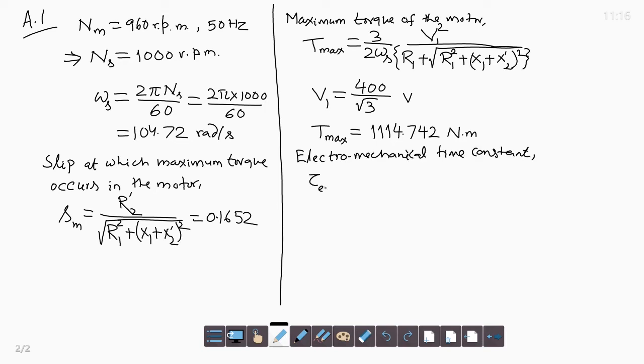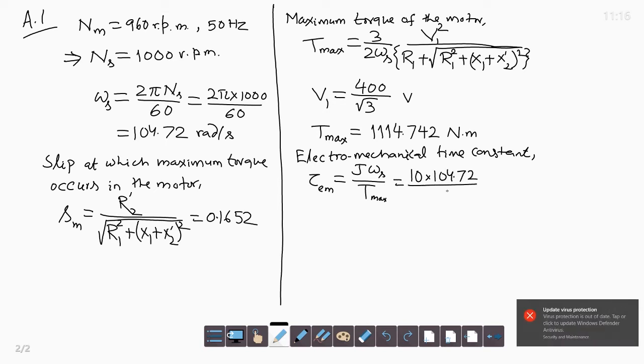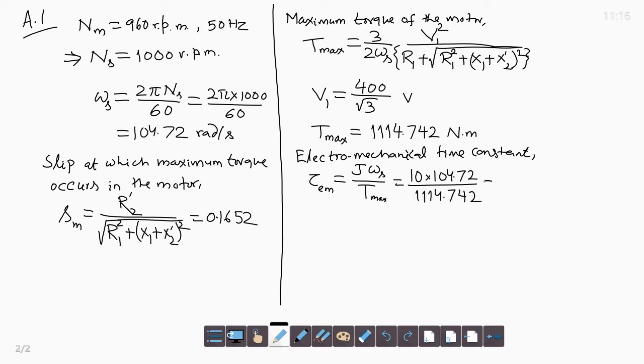So, corresponding to this, electromechanical time constant, which we denote as tau em, its formula is J omega s by T max. That also we have derived earlier, the time constant is J omega s by T max. So, J is 10 kg meter square, omega s is 104.72 and T max is 1114.742. So, tau em is 0.94 second.